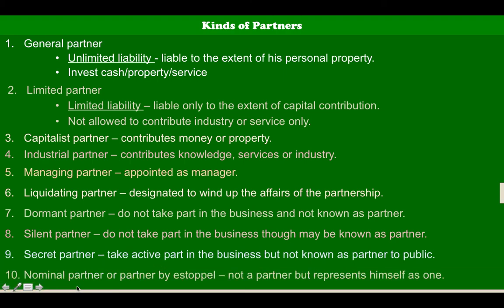And lastly, nominal partner or partner by estoppel. Not a partner, but represents himself as one. Okay, this is very funny, class. Partner by estoppel, you are not a partner, but you are representing yourself as a partner. Okay?